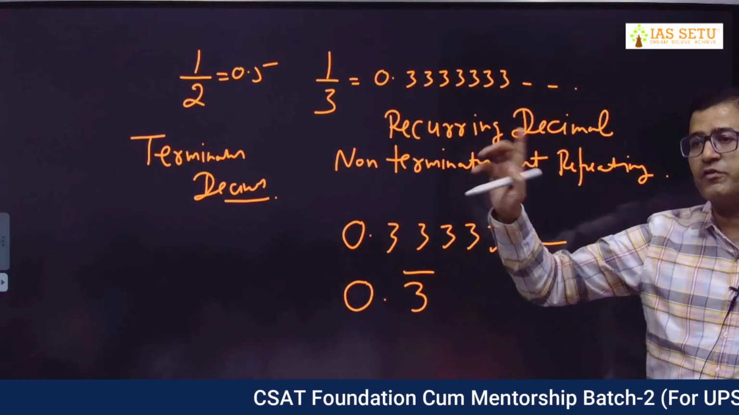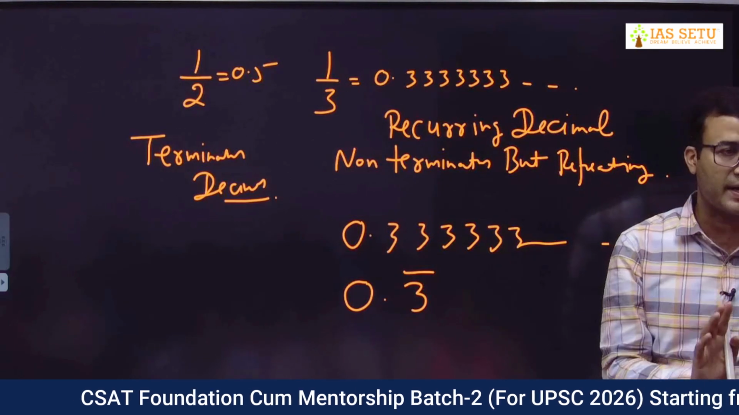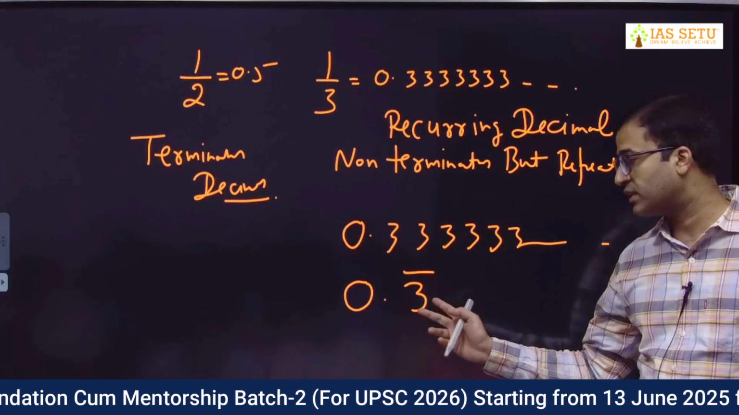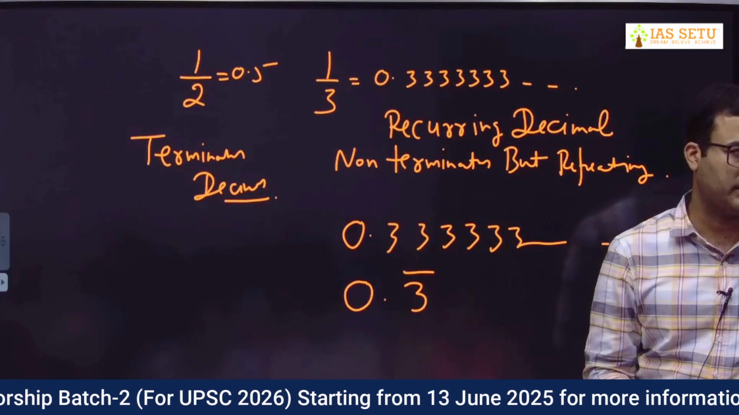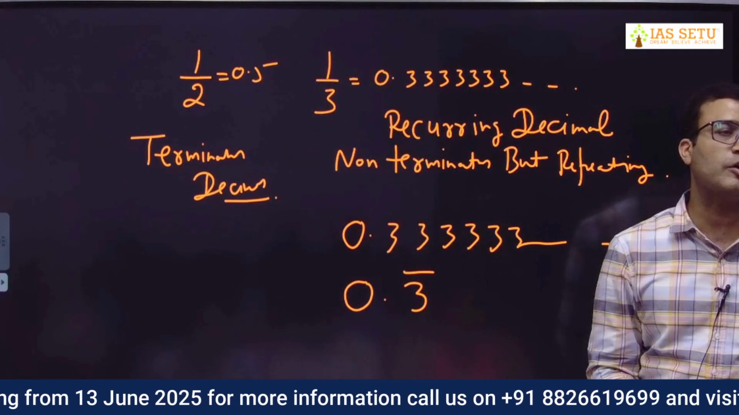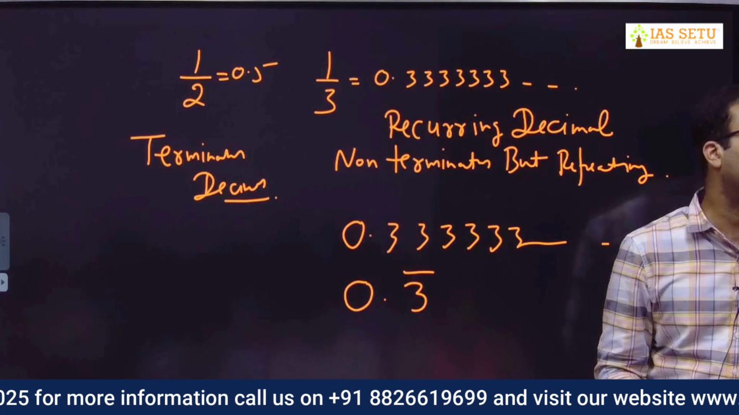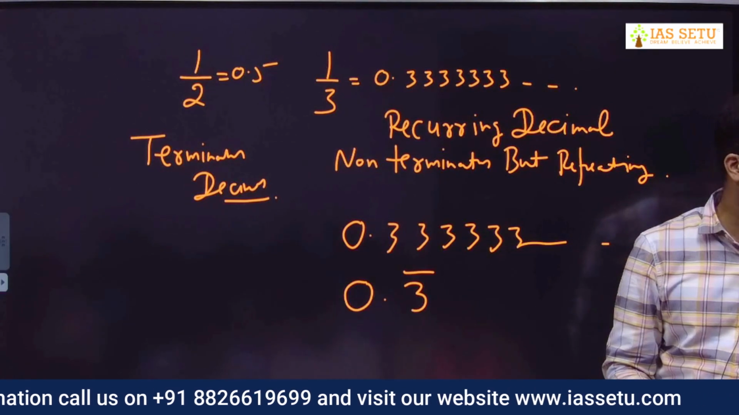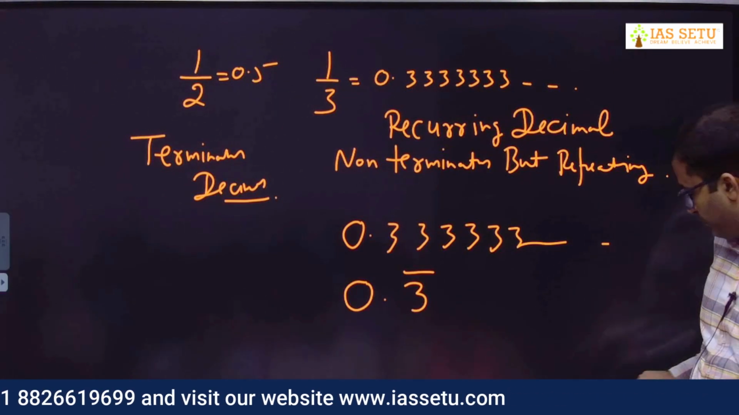But it is different from vinculum. Vinculum is a bar bracket. This bar represents that this 3 reoccurs again and again. If there is any digit which repeats again and again, we put a bar on that. This 3 is the recurring digit, so that's why we put a bar on 3.